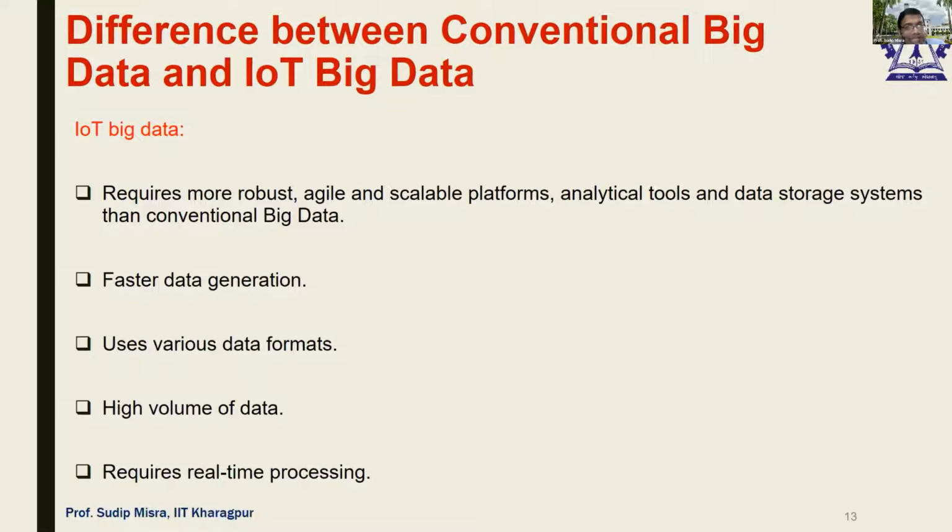And how do you handle this kind of data? This is a characteristic which is typical of IoT and which is typically not observed in any other conventional type of big data, right? So faster generation, handling data of different formats coming at the same time. Volume has been there, but here, in the context of IoT, we are talking about a high volume of this kind of different formats of data, right?